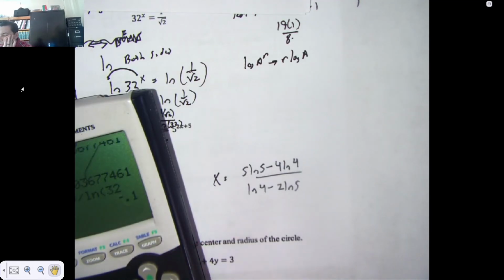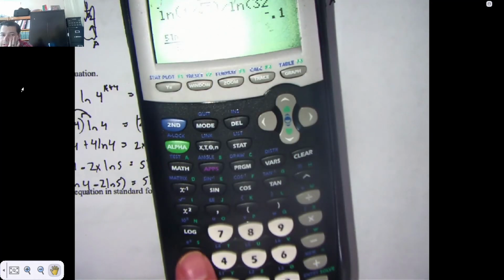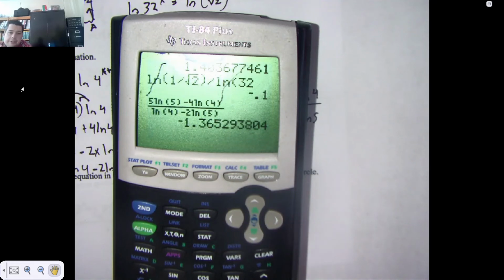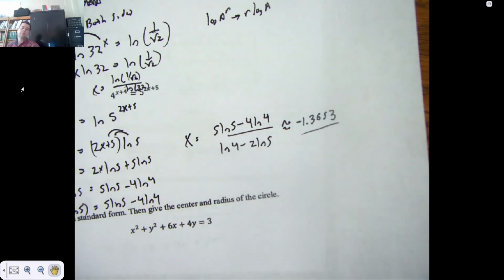If you want the decimal, you just type the thing in. There is an ln key, by the way. I didn't point that out a minute ago. It's right there. So I just typed it in like I wrote it. And there's the decimal, negative 1.3653. But I'm pretty sure this would be given in exact form. I always take logarithms to the fourth decimal place.